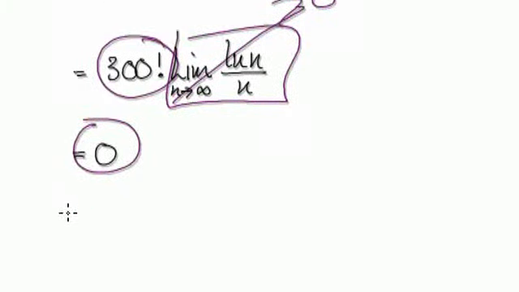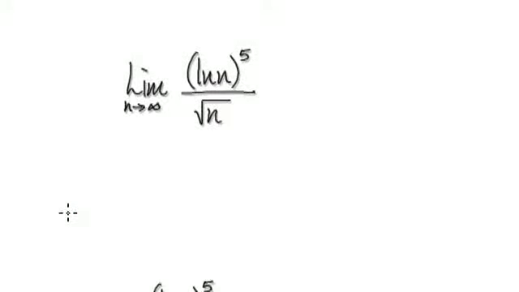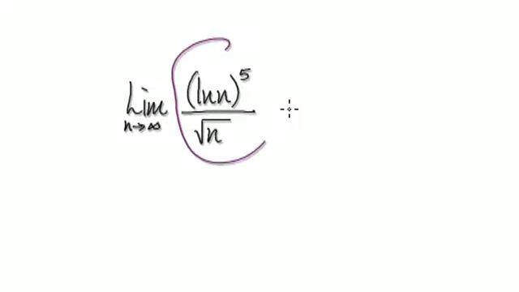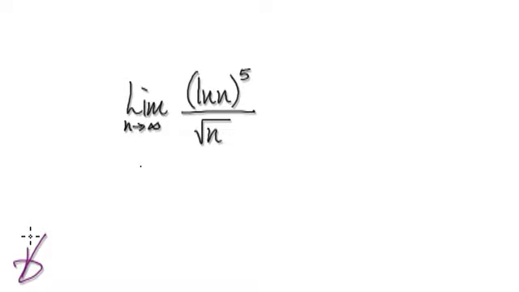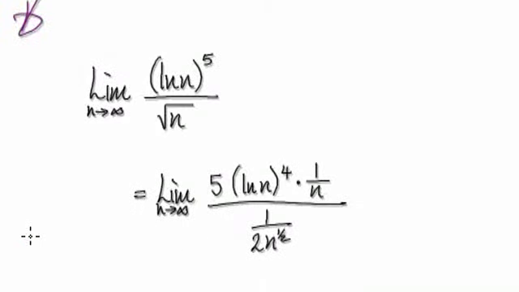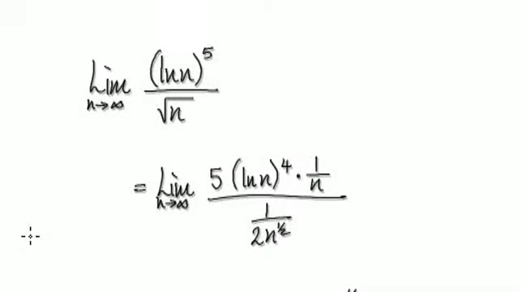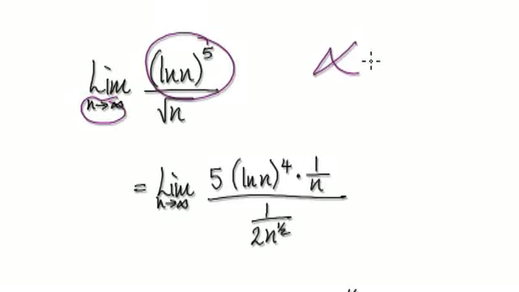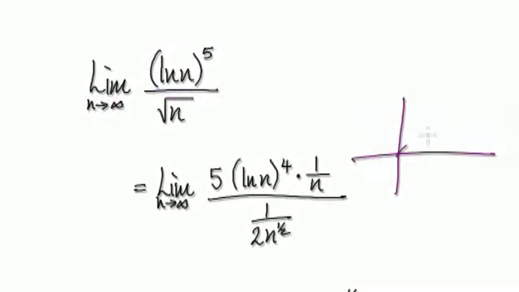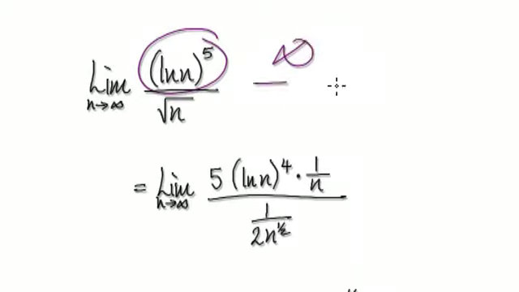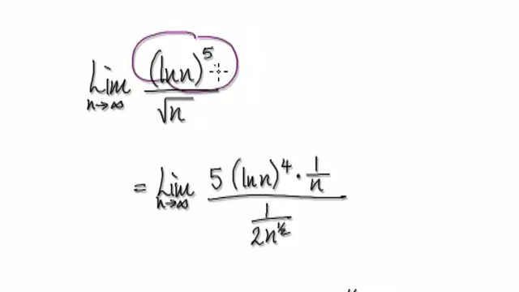Okay? So next question. Find the limit of this sequence as n tends to infinity. So press pause and have a go. Okay, so to do this, let's check it. As n tends to infinity, you can see that this thing here is heading towards infinity, and square root of n looks like this. It's still heading towards infinity. So here, infinity over infinity, so you can apply L'Hopital's rule.